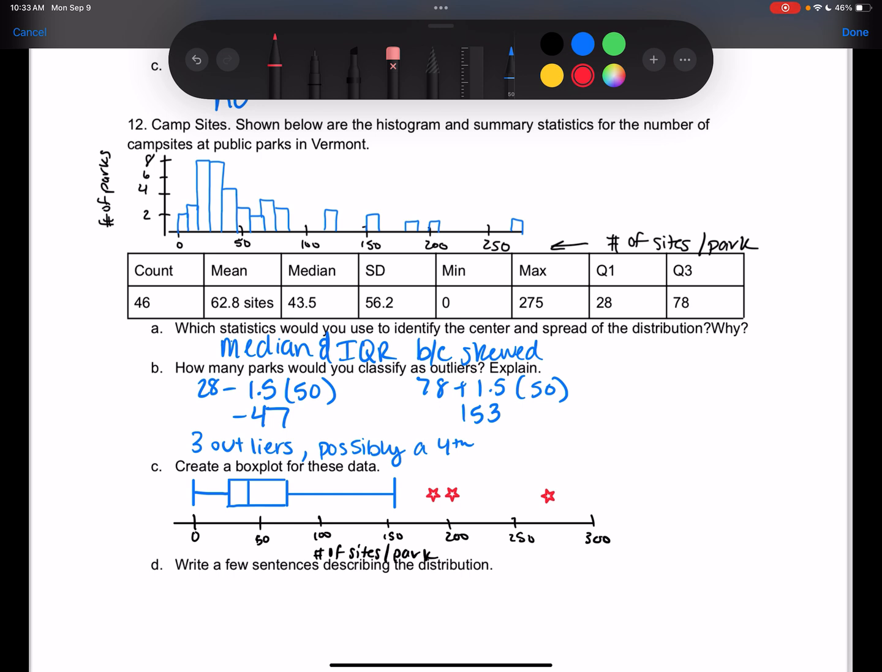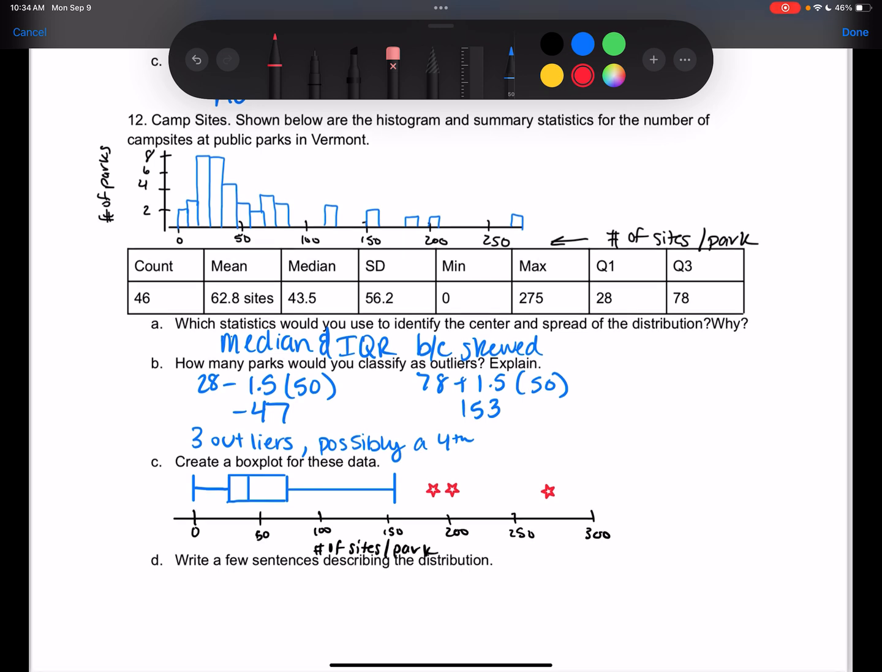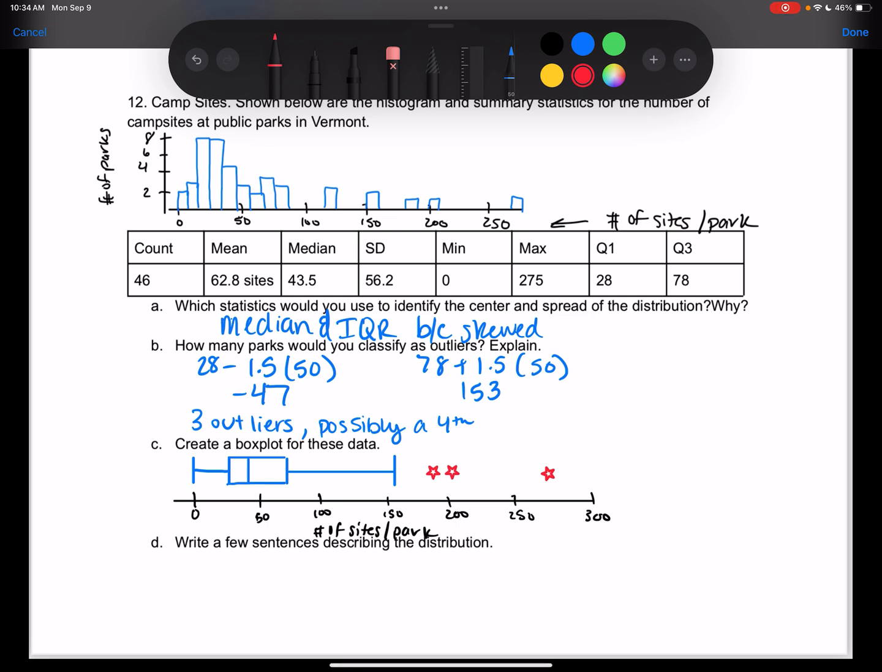As far as a concluding thing based on what I've been given, I would say something along the lines of: the data is skewed right. There are three or four outliers. Since everything else was given to you directly and you didn't have to find it, I wouldn't say anything else really about this one.